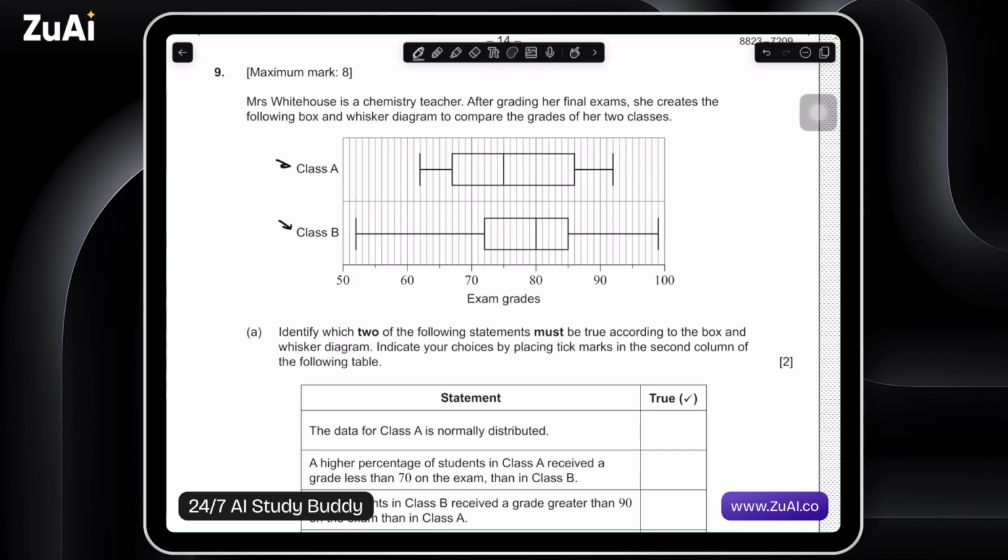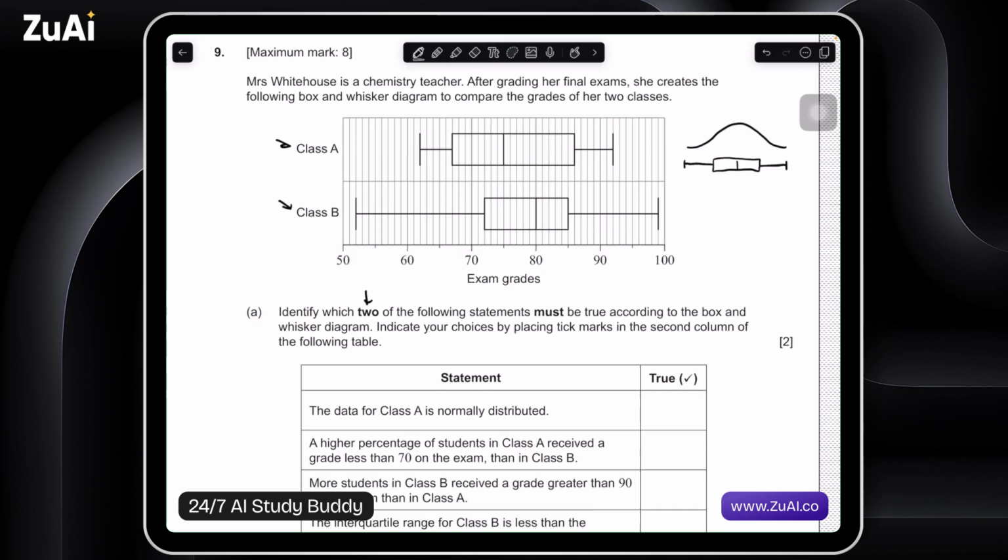Alright. The data for class A is normally distributed. Must that be true? Not necessarily the case. A normal distribution looks like this, and if that was the case, we would expect symmetry, and we don't see symmetry here, so not necessarily the case. There's two that have to be true.